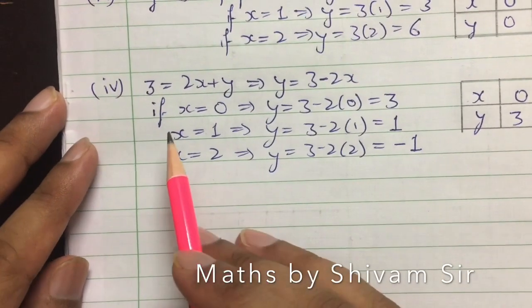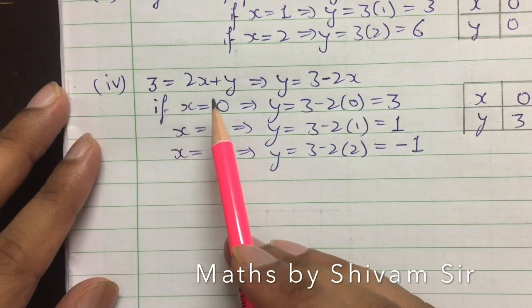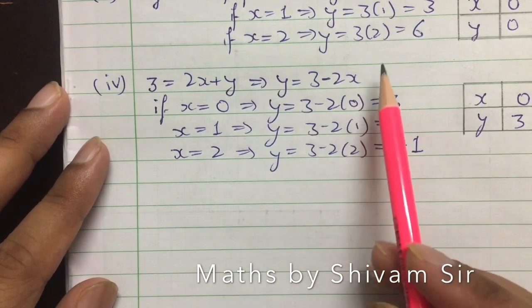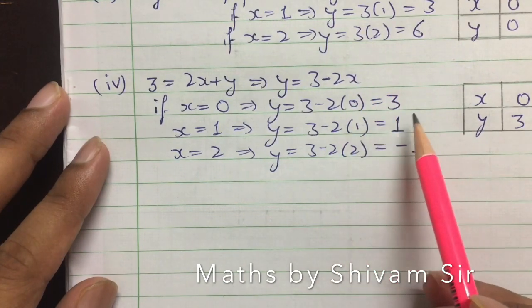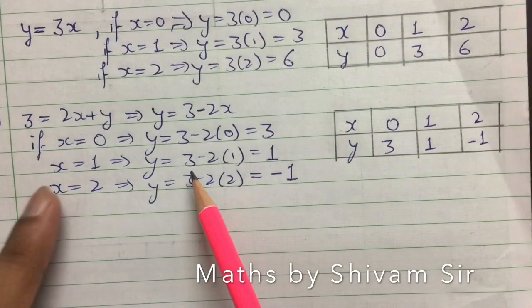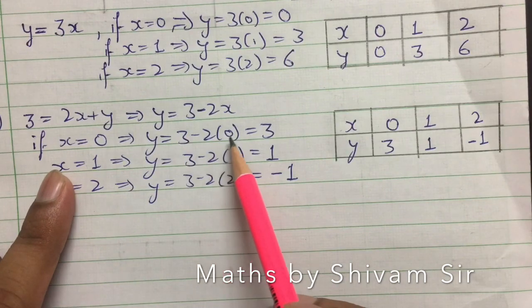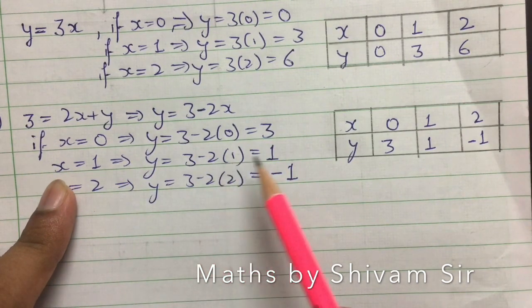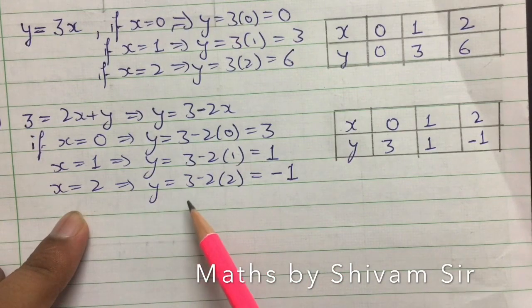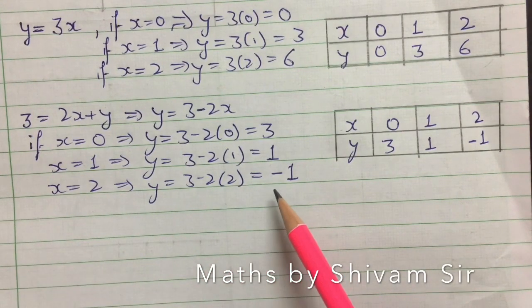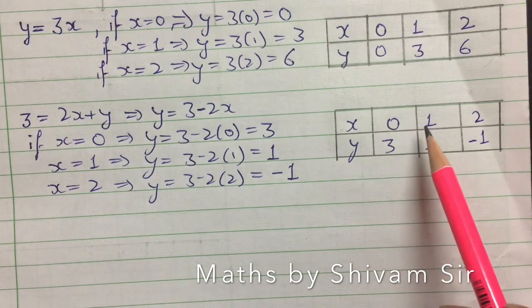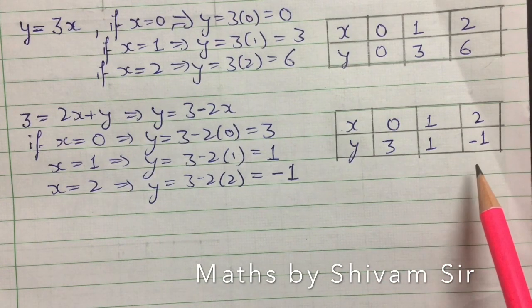So 3 is equal to 2x plus y. So we can say y is equal to 3 minus 2x. So for every different value of x, we have different value of y. So if x is equal to 0, y is 3 minus 2 multiplied 0, which is 3. If x is 1, y is 3 minus 2, which is 1. If x is 2, y is equal to 3 minus 4, which is minus 1. So the points are 0, 3, 1, 1 and 2, minus 1.